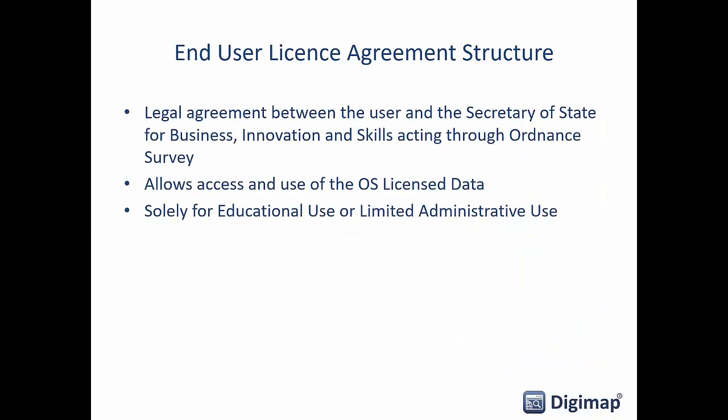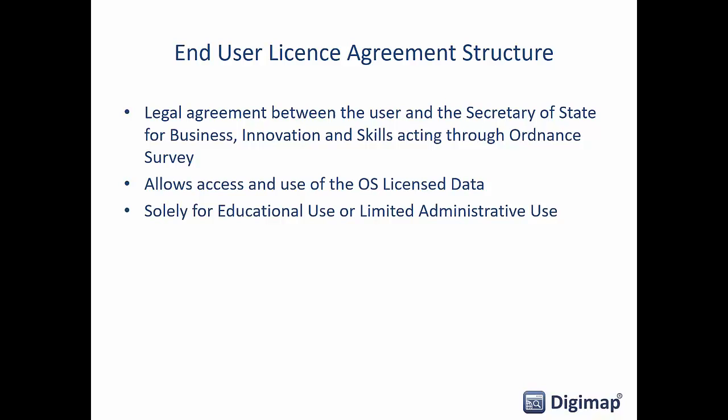So the end user license agreement is in fact a legal agreement between the end user and the Secretary of State for Business Innovation and Skills. They are acting through Ordnance Survey. So the EULA has lots of sort of scary legal language in it, and it is a formal legal document. We hope that things like the FAQs and examples that we can give make it less scary. We also hope that the wording of the EULA is more accessible than it used to be. We're making progress in improving these as the years go by.